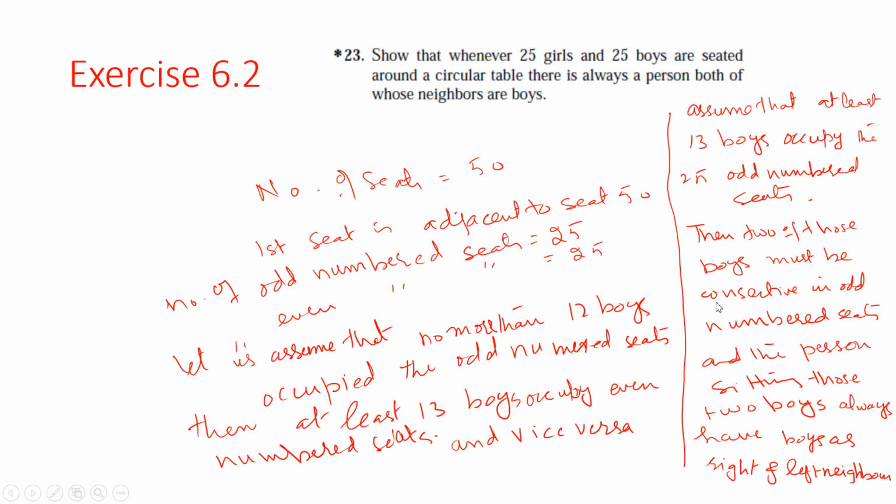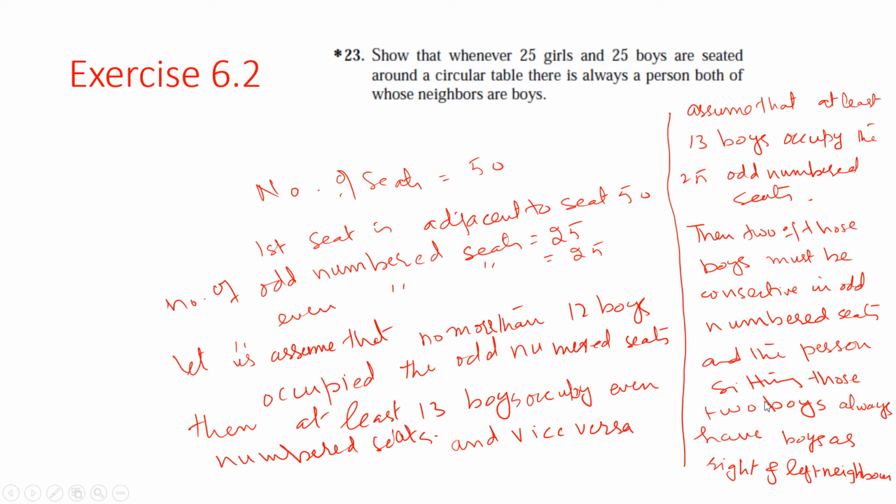Consecutive odd number seat means one of the boys is seated on 1 and the other on 3, right? So we don't want this. But if 13 boys are occupying odd number seats, then this is going to happen. So there is no way for this not being the case. Okay, so that is how.